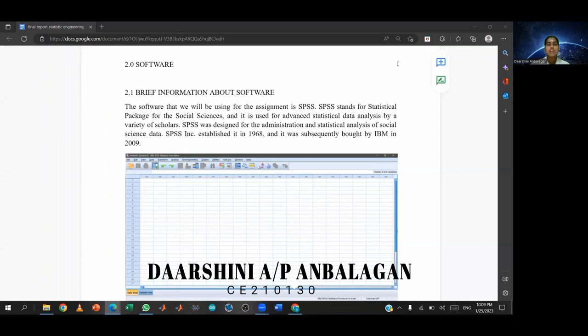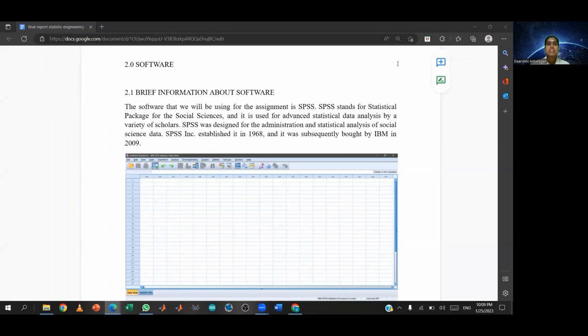Today, I will be presenting our final project for engineering statistics. The part that I will be presenting is about software. I will give brief information about the software that we use in our project. The software that we will be using for the assignment is SPSS. SPSS stands for Statistical Package for the Social Science, and it is used for advanced statistical data analysis by a variety of scholars. SPSS was designed for the administration and statistical analysis of social science data.